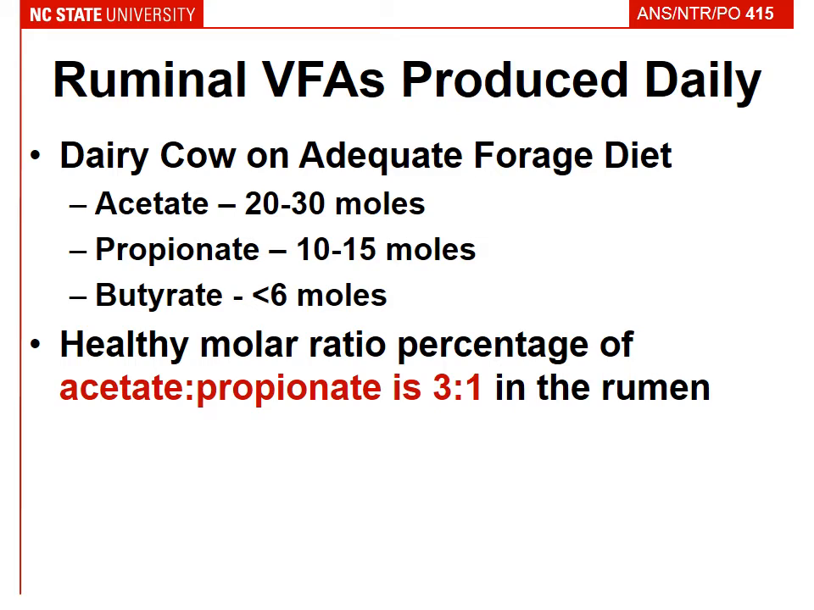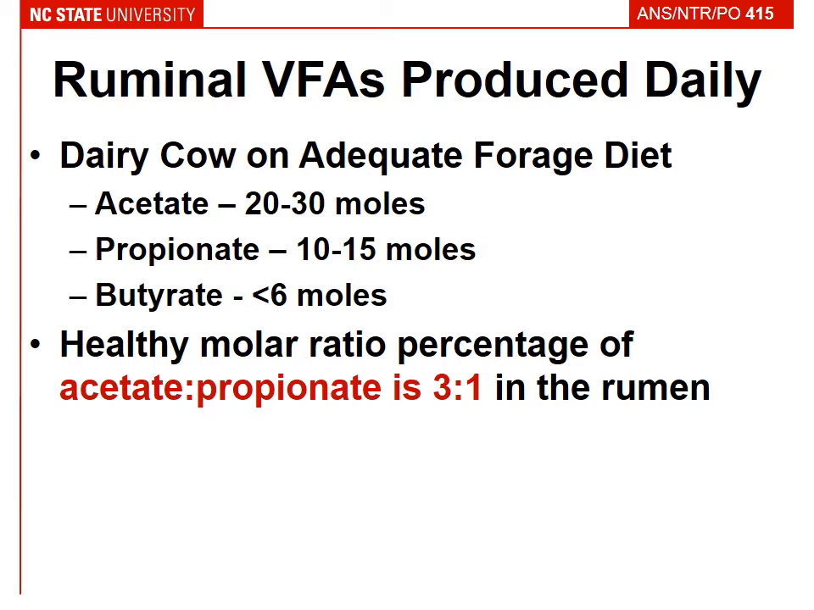So dairy cows that eat an adequate forage diet, so you have to have adequate fiber, carbohydrates, non-starch carbohydrates, we end up having this proportion of these volatile fatty acids. Acetate has about 20 to 30 moles, propionate 10 to 15 moles, and butyrate less than 6 moles. Very important. I would like you to know these values and what's typical.